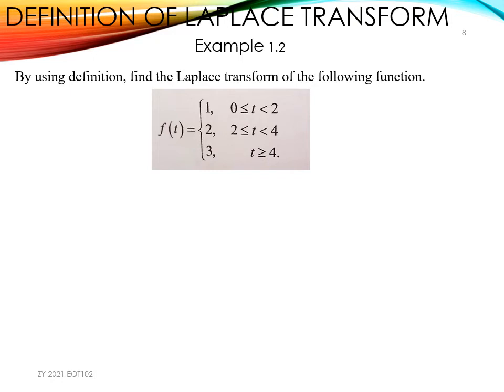So now, by using the definition, you want to solve the piecewise function. For this ft, we have many ft in many intervals. For example, from 0 to 2, we have ft equals 1. For t from 2 to 4, ft is equal to 2. And so on. For t greater than 4, we have ft equals 3. So for this one, you need to combine the integrals.